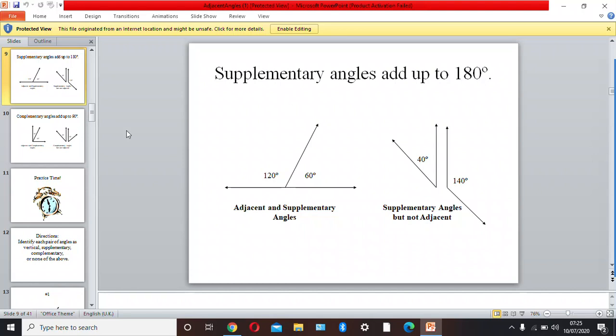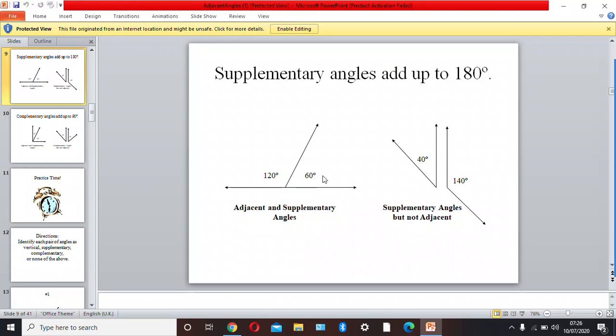Look at this. This is a supplementary angle pair, because 120 degrees plus 60 degrees gives me 180 degrees. So I say these angles are also adjacent. Did you see they are side by side? So we say these are adjacent angles as well as supplementary angles.